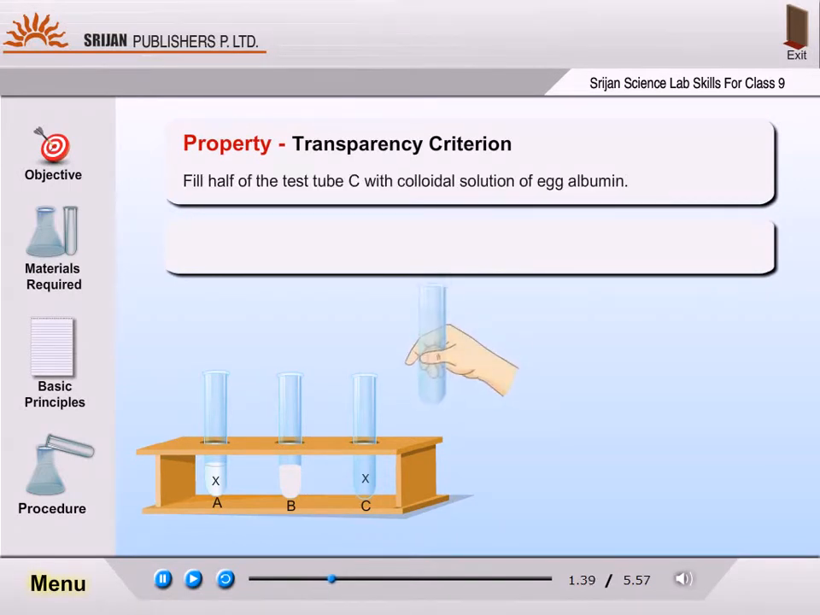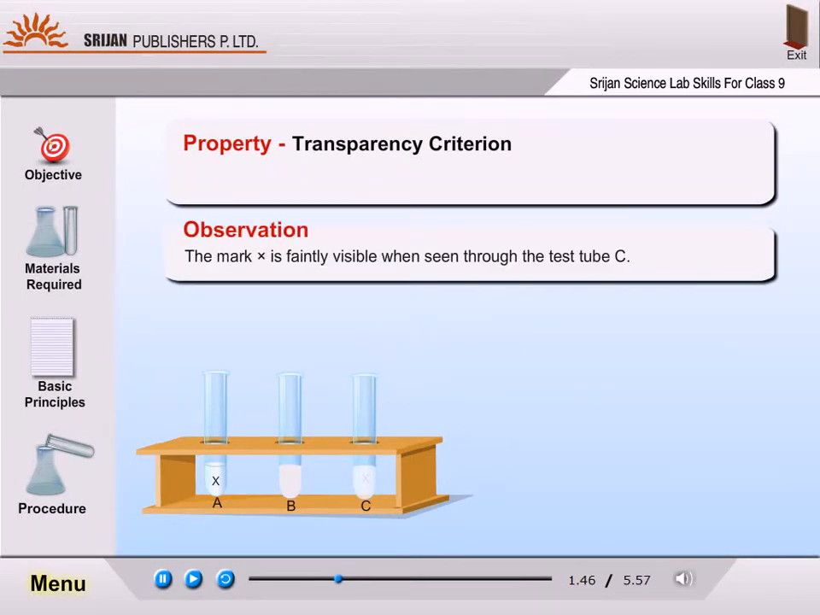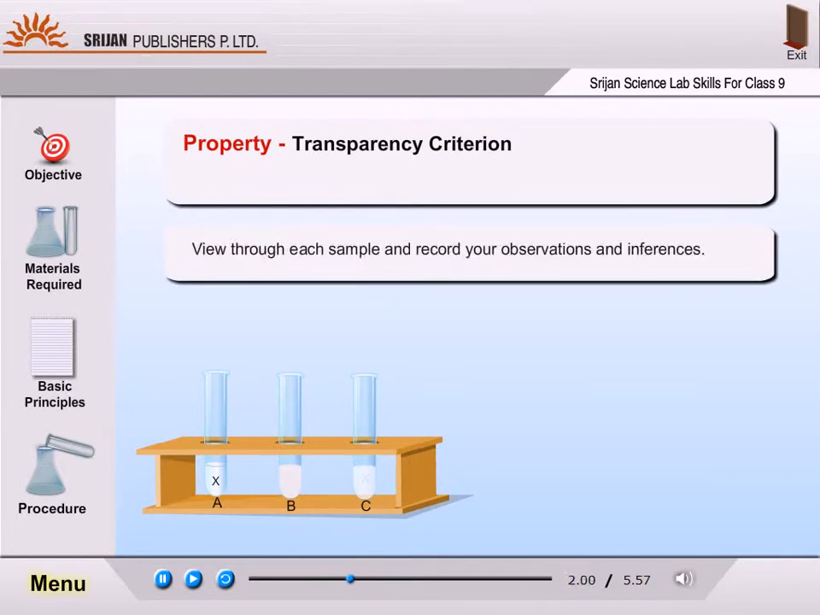Fill half of the test tube C with colloidal solution of egg albumin. The mark cross is faintly visible when seen through the test tube C. The colloidal solution of egg albumin is translucent. View through each sample and record your observations and inferences.